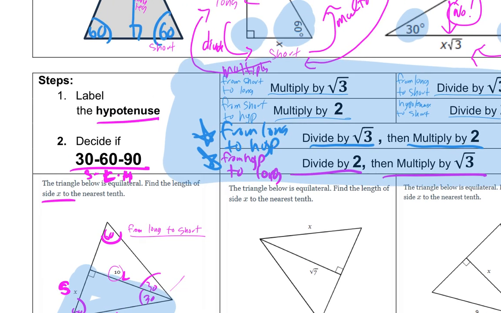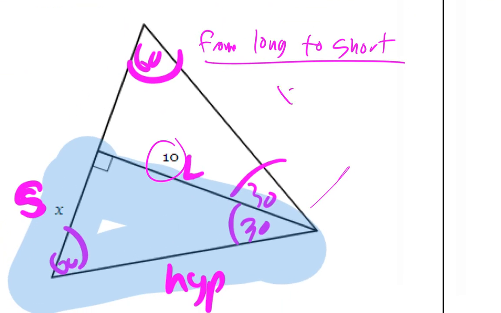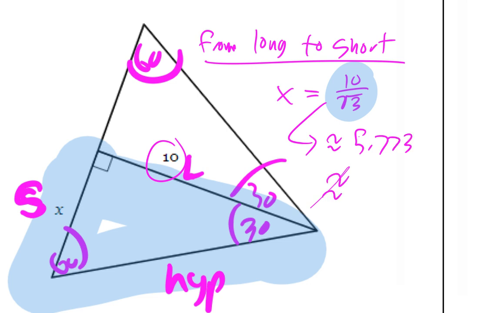From long to short, we're going to divide by the square root of 3. So we're going to take what we have, which is 10. So x is equal to 10 divided by square root of 3. Once we recognize that, that's the hardest part, knowing what to type into our calculator. So x is approximately 5.773. If it wants the nearest tenth, we raise that to an 8, and it's approximately 5.8.